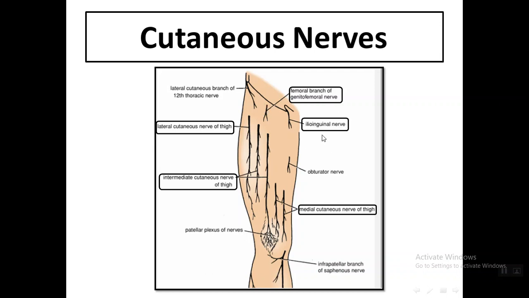Another nerve is called the ilioinguinal nerve. This nerve passes from the superficial inguinal ring of the inguinal canal to supply a small area of the skin below the medial end of the inguinal ligament. Also, it supplies the root of the penis and part of the scrotum, and in females it supplies the root of the clitoris and part of the labium majus.